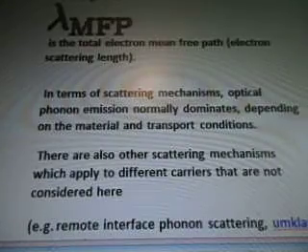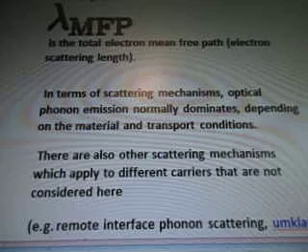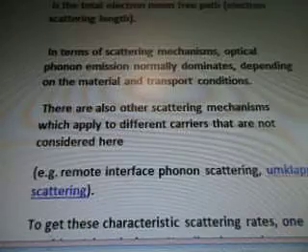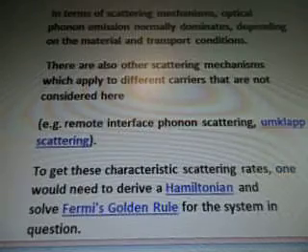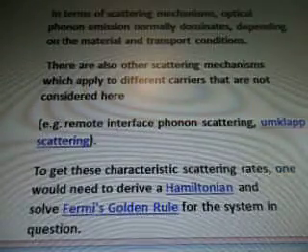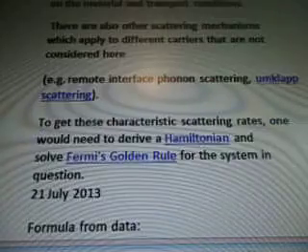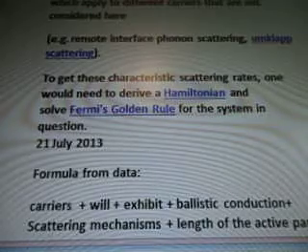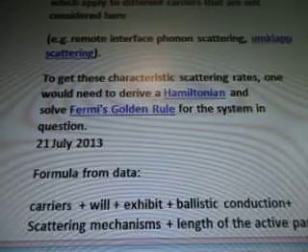In terms of scattering mechanisms, optical phonon emission normally dominates, depending on the material and transport conditions. There are also other scattering mechanisms which apply to different carriers that are not considered here: remote interface phonon scattering, umklapp scattering. To get these characteristic scattering rates, one would need to derive a Hamiltonian and solve Fermi's golden rule for the system in question.